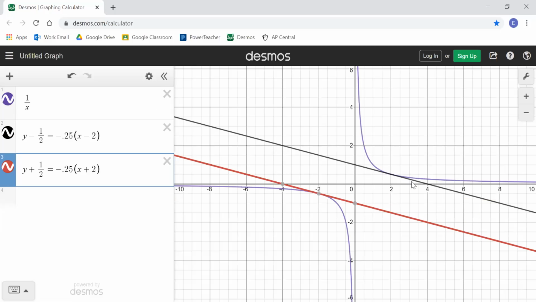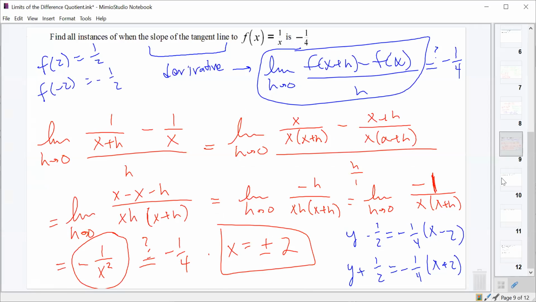And so 1 over x is this purple one, right? And then we've got our two tangent lines. They both have a slope of -1/4. And clearly this one touches the function at x equals 2 in just that one point. And this one clearly touches this function at x equals -2 only at that one point. They're tangent to the function there. Good or no? Everybody see how all those things sort of work together and make these tangent lines that have this slope? Yes.